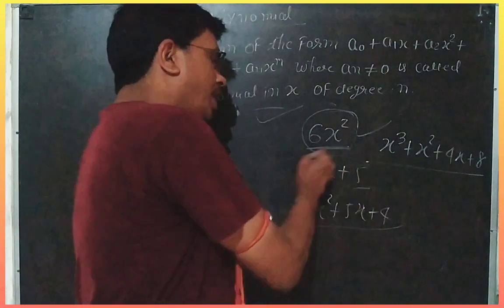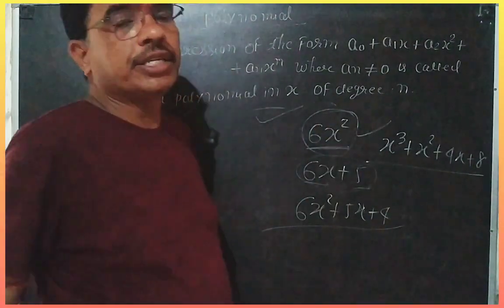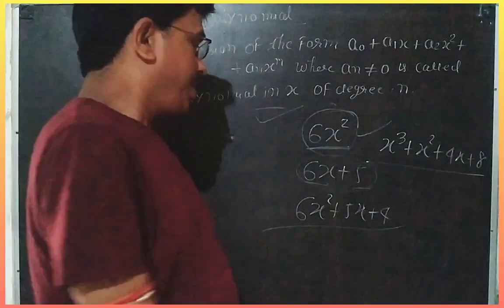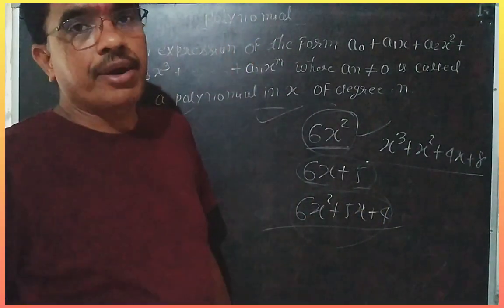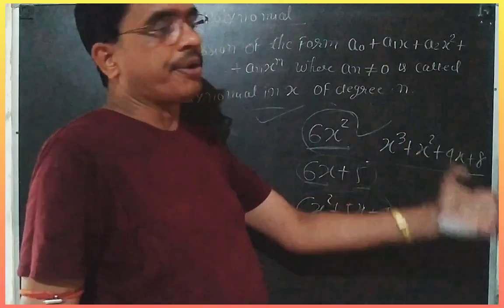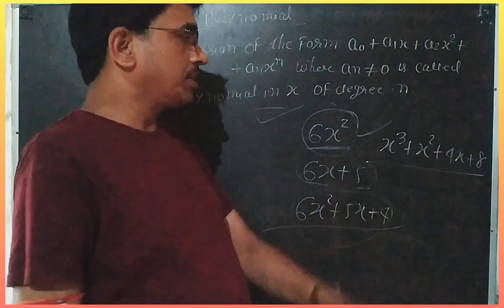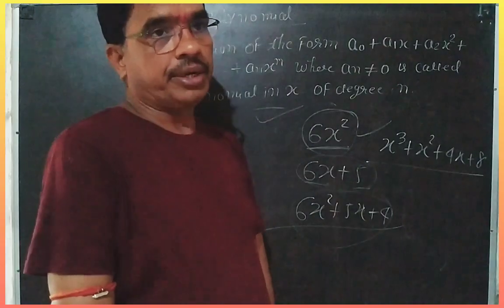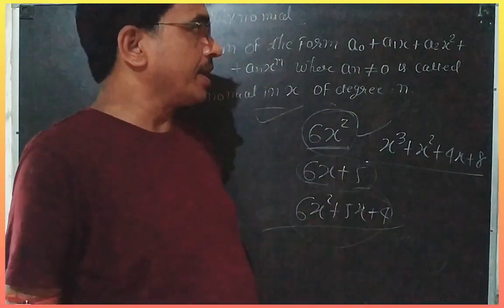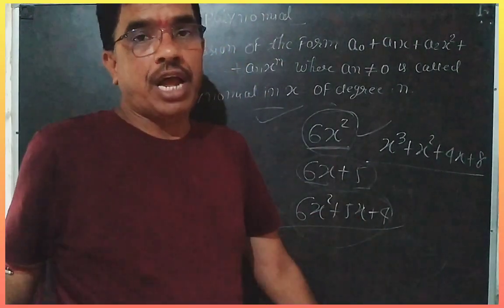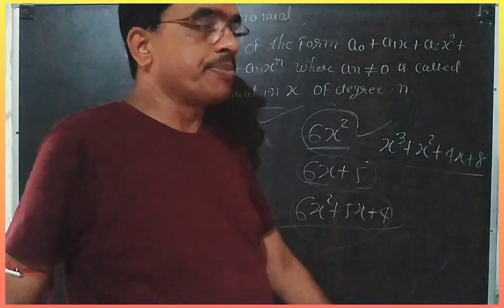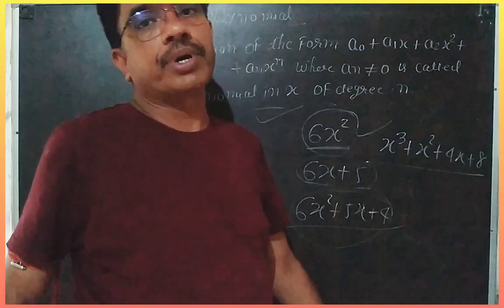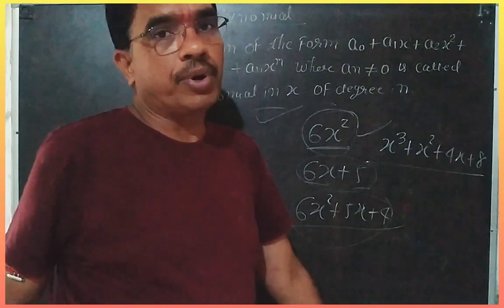If there are two terms in any polynomial, it is called a binomial. If there are three terms in a polynomial, it is called a trinomial. And if there are four terms in a polynomial, that is called a quadrinomial. So according to the degree, there are 6 types of polynomial, and according to the number of terms, there are 4 types of polynomial, and for more than 4 terms, you can say only polynomial.